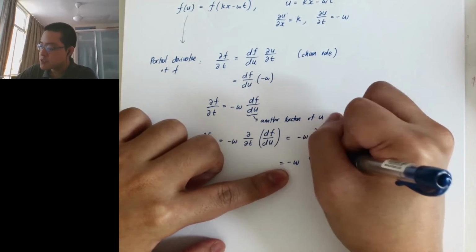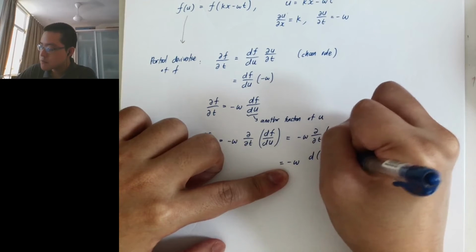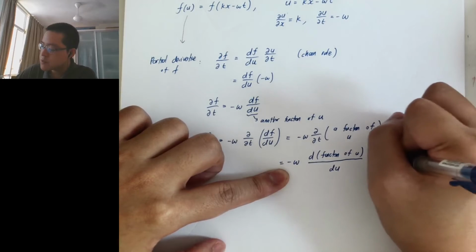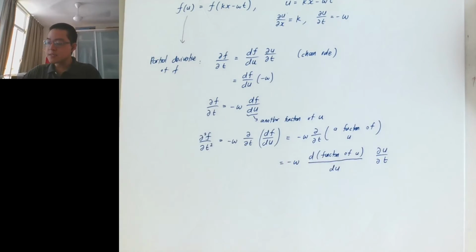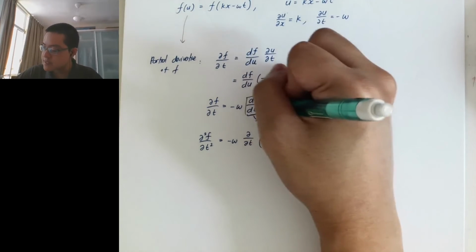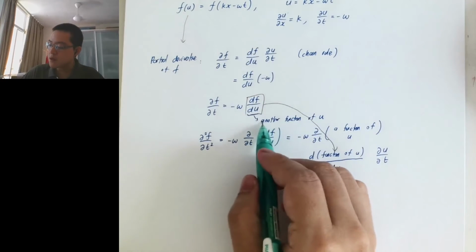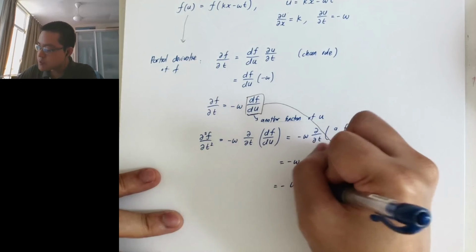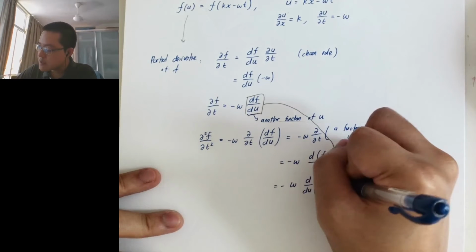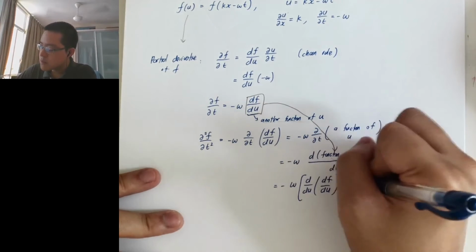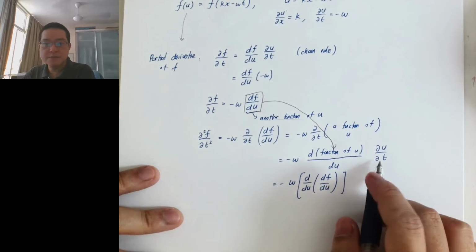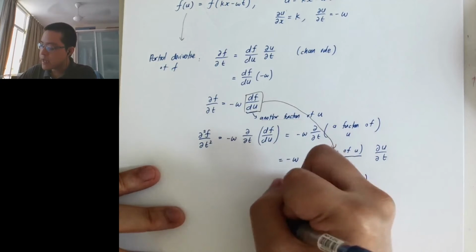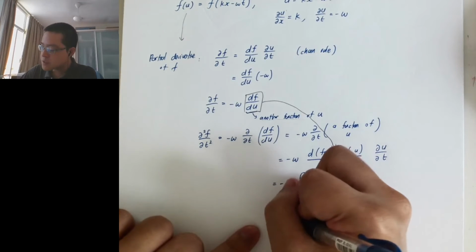That means I need to differentiate this function with respect to u, and then I use the chain rule. So what is this function of u? This function of u is this whole thing. So I'm calling this the function of u. That means I need to differentiate df/du with respect to u. And then what happens here? On this part, this is du/dt, and du/dt is just negative omega. So at the end of the day, what do I get? Omega times negative omega is positive omega squared.